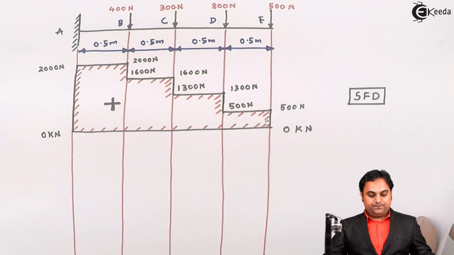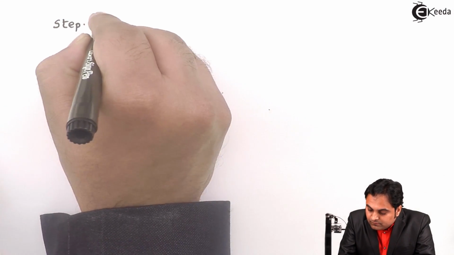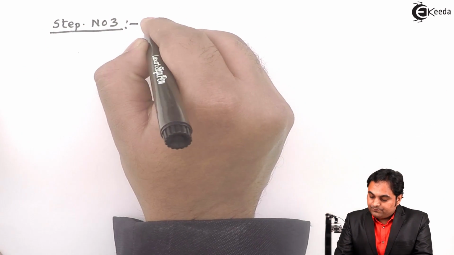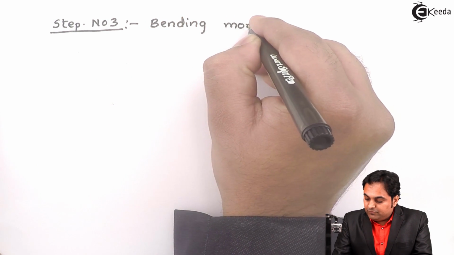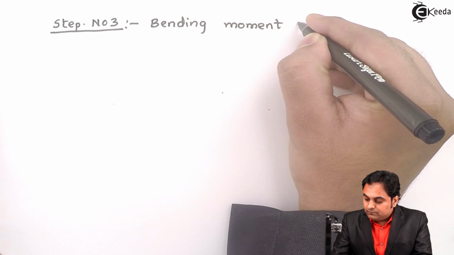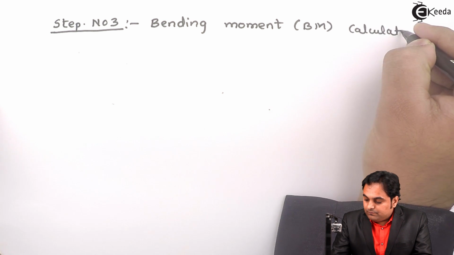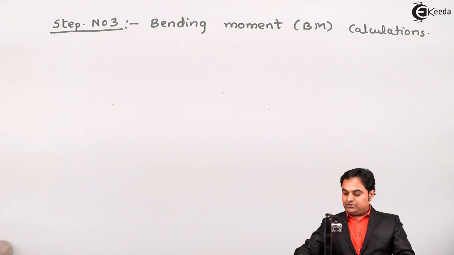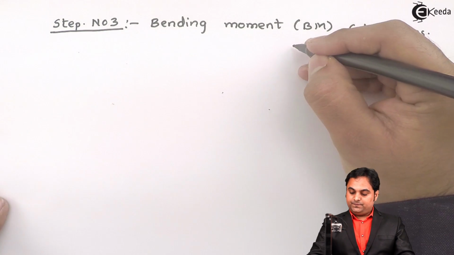Now step number 3. In step 3 we have bending moment, that is BM calculations. Now for the bending moment calculations, again we need to have the sign convention.